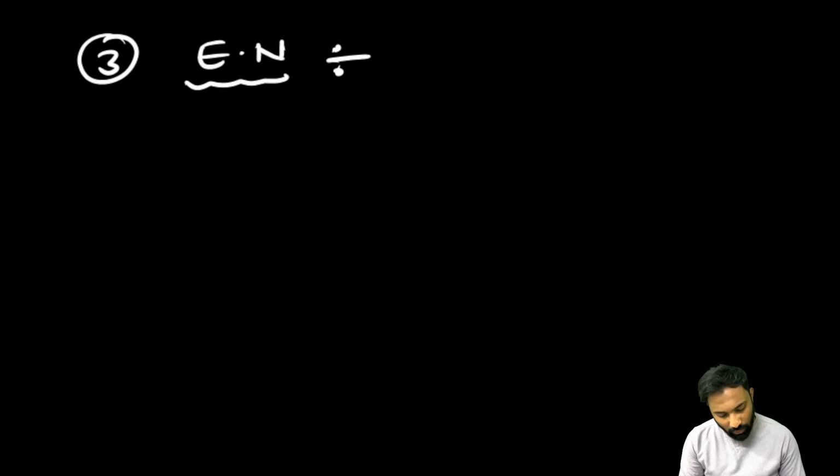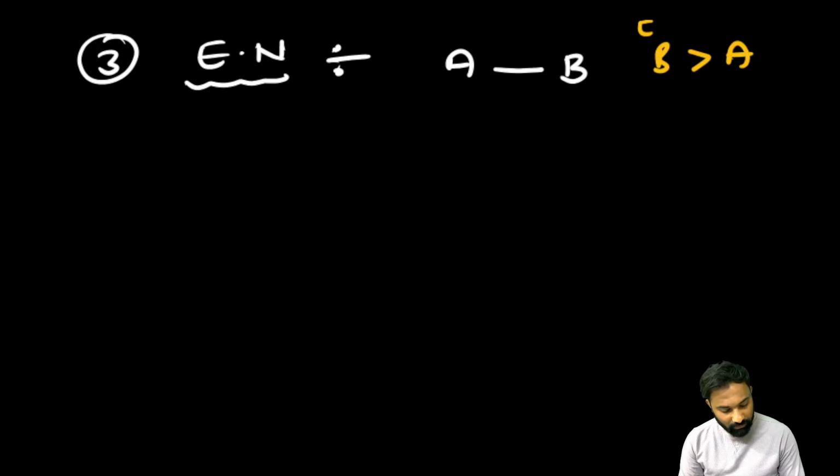Now, how to identify the electronegativity? What is the role of electronegativity? If a compound has formed a bond, and B is more electronegative than A, what will B do? It will pull the bond pair of electrons towards itself. When it pulls the bond pair towards itself, B will get a partial negative charge and A will get a partial positive charge.